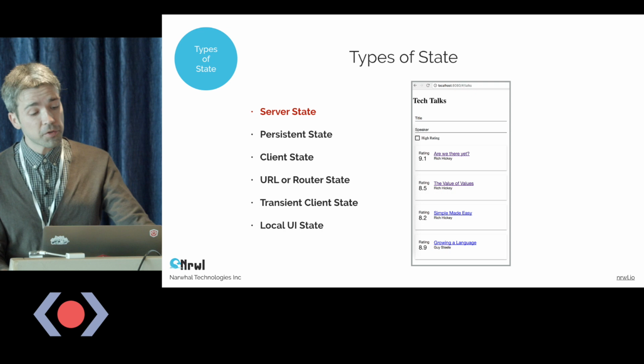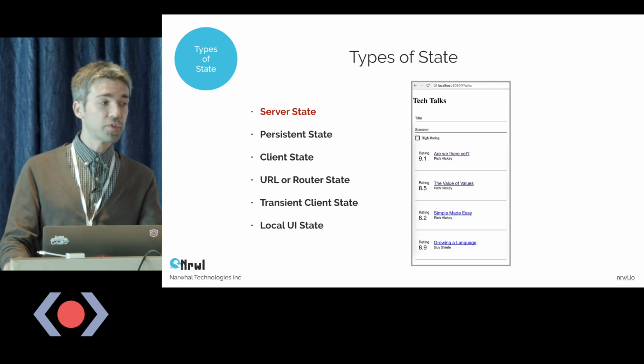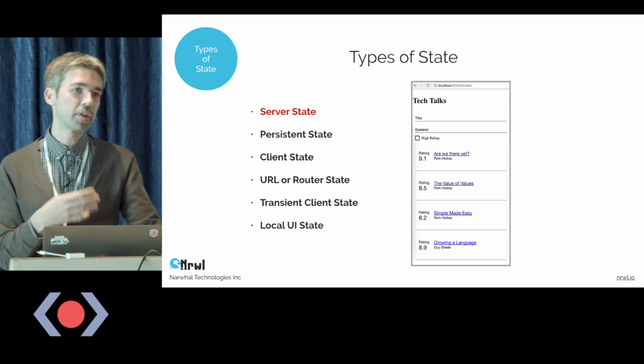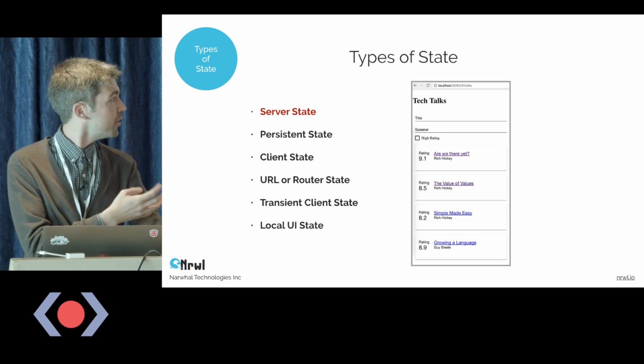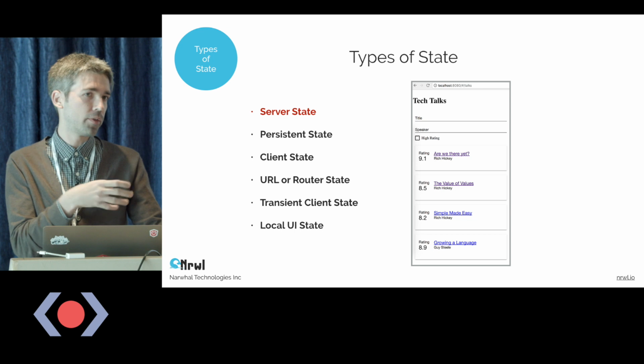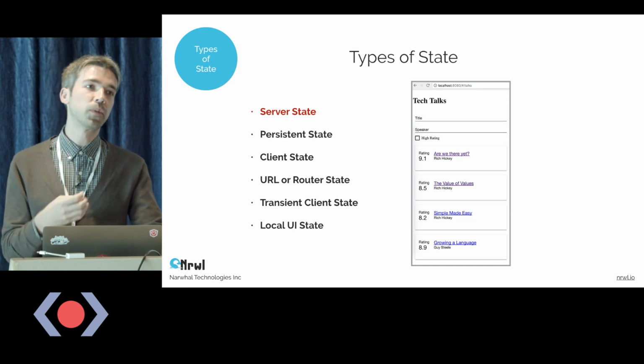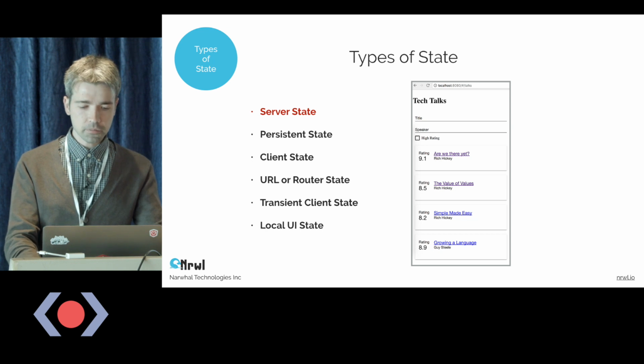So the first type of state is the server state, which is stored, unsurprisingly, on a server, and is provided via, for example, a REST endpoint. Technically, it's not part of your web app, it's not part of your Angular app, but it's still important to understand it because we need to deal with it when we're building our front-end applications.